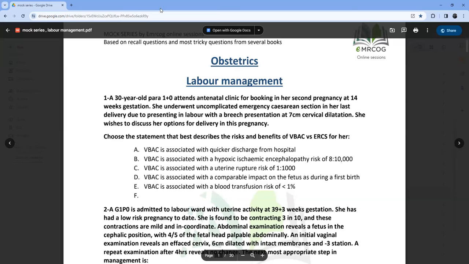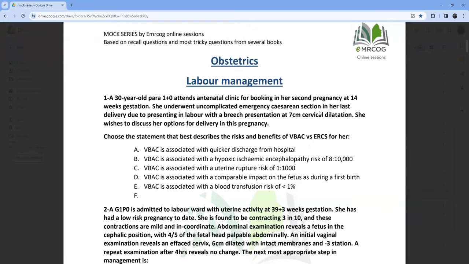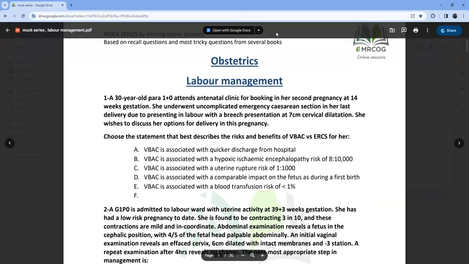Okay, so let's start with the labor management quiz. It's a mini quiz, so let's see. A 30-year-old para one attended the antenatal clinic for booking her second pregnancy at 14 weeks of gestation. She underwent an uncomplicated emergency cesarean section in her last delivery due to presenting in labor with a breech presentation at 7 cm cervical dilatation. She wishes to discuss her options for delivery in this pregnancy. Choose the statement that best describes the risk and benefit of VBAC versus the elective repeated cesarean section for her. So what would you suggest?